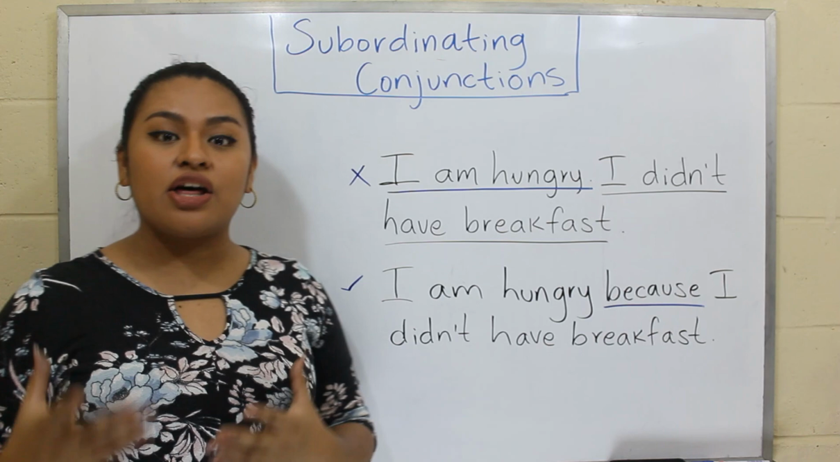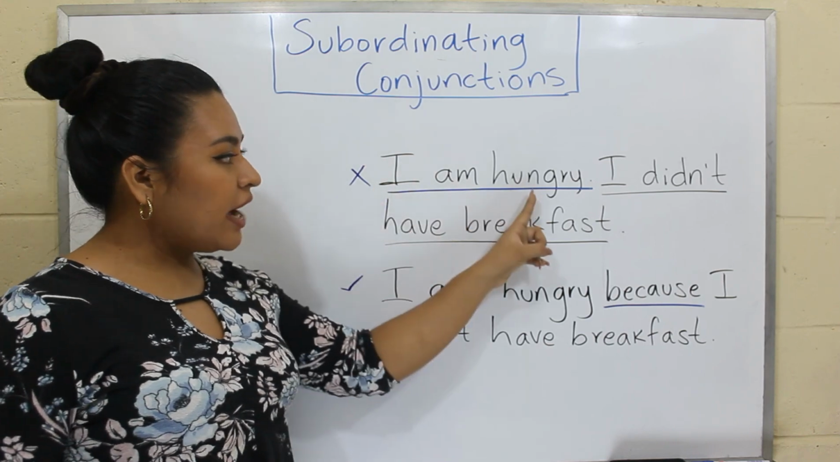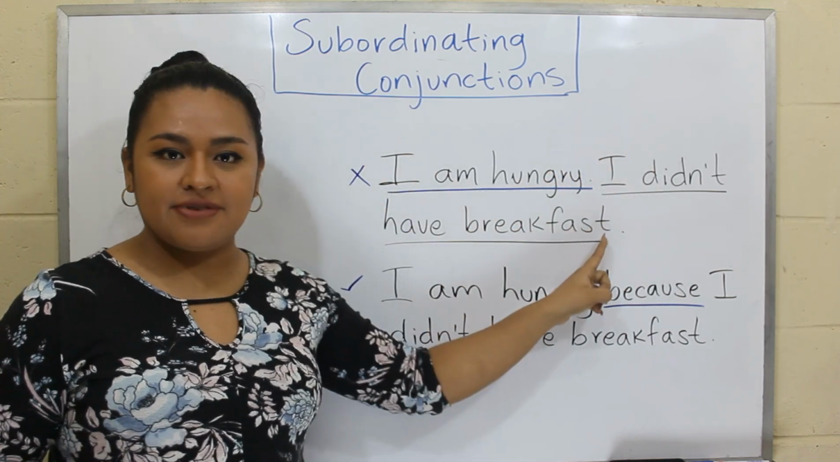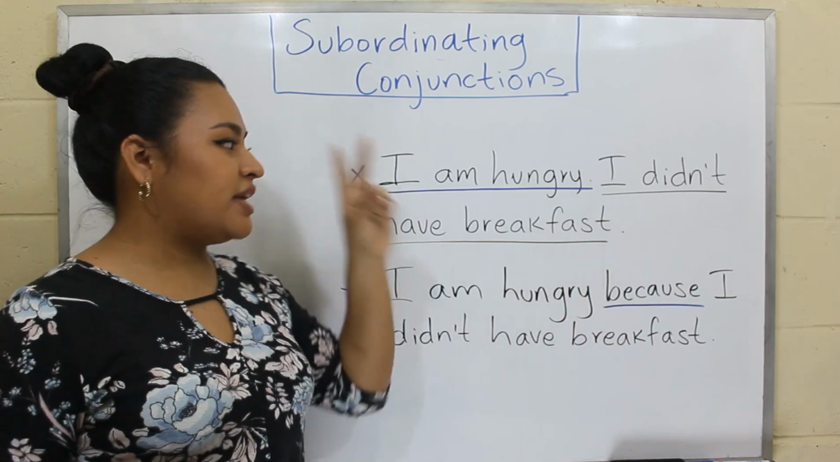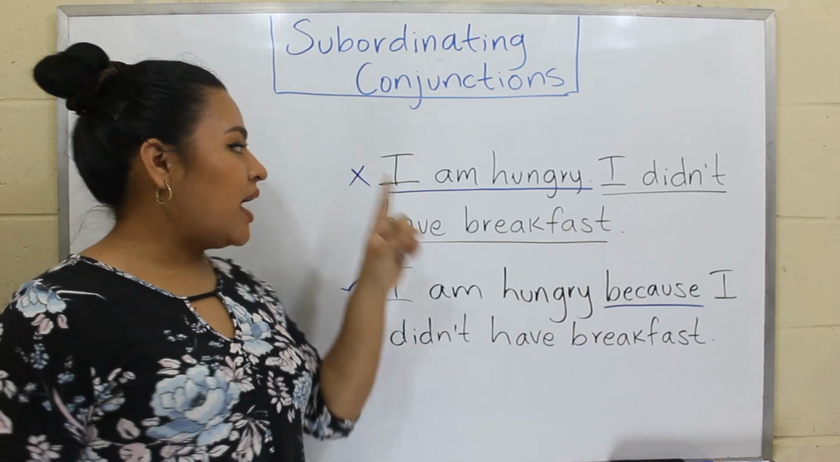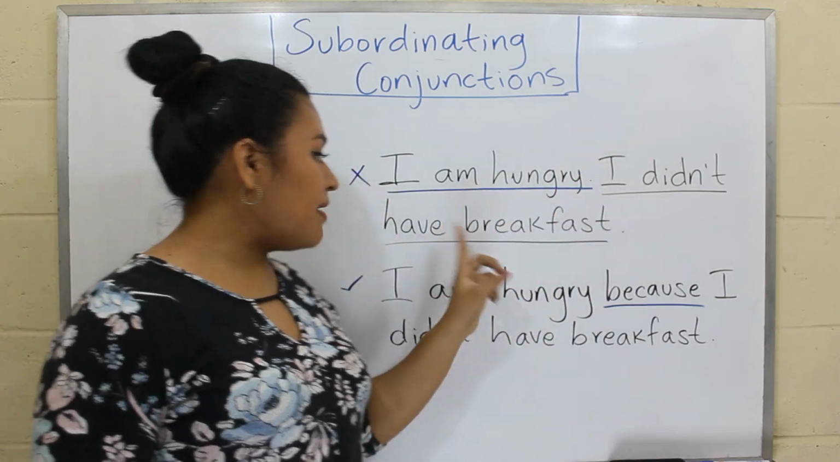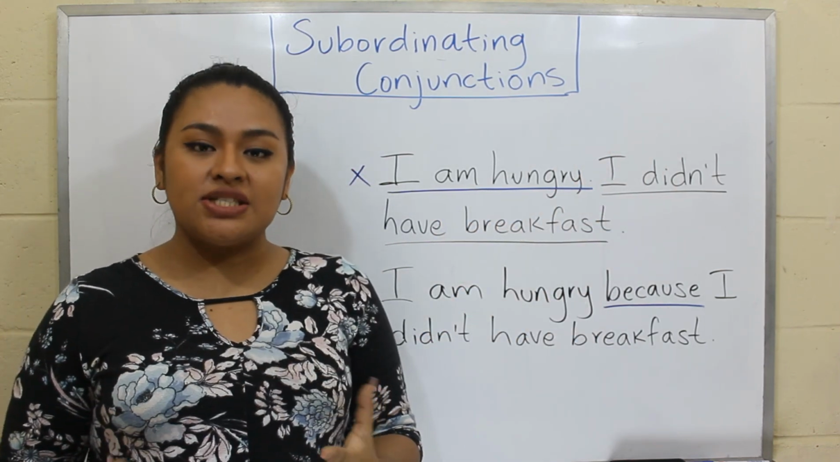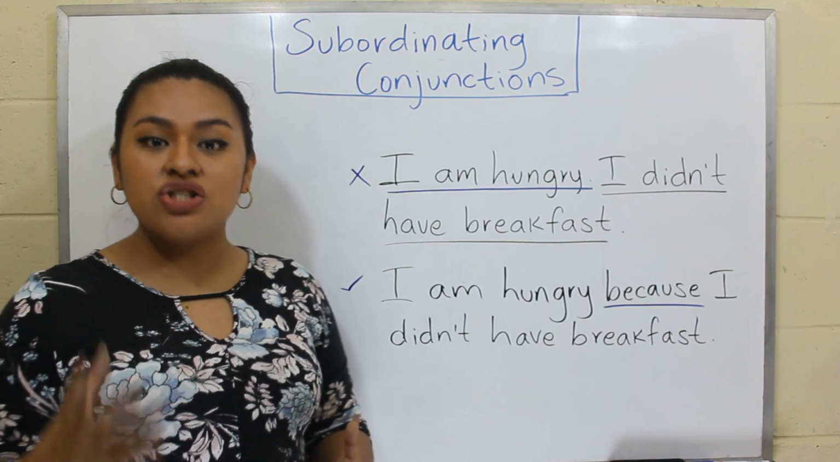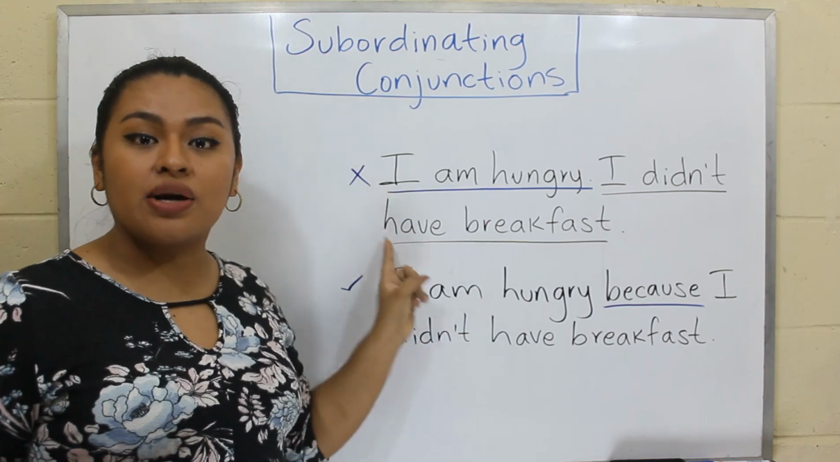So here we have another example. I am hungry, I didn't have breakfast. You can see here that there are two different clauses. I am hungry is the main clause, and I didn't have breakfast is the subordinating clause. So we need a conjunction to join these two clauses.